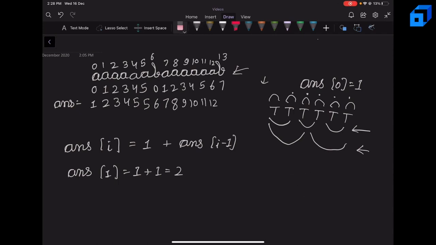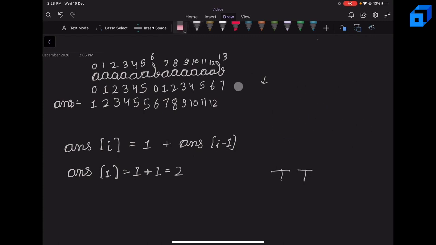Now for the complete string, let's find the period. So period will be length 14 minus pi value. So pi is 7, so the period will be 7. And since 7 divides 14, we can say that it can be divided into 2 copies, TT. So first we will initialize our answer as 1 plus answer of 13 minus 1, that is 13. And now we will check if we can further reduce it by dividing.